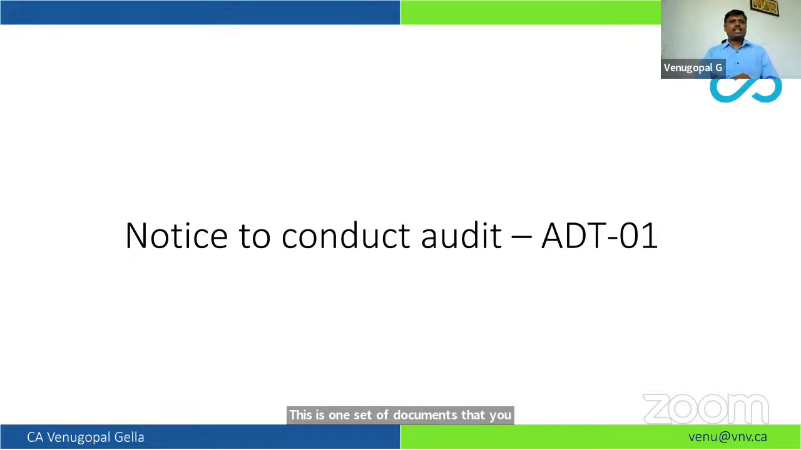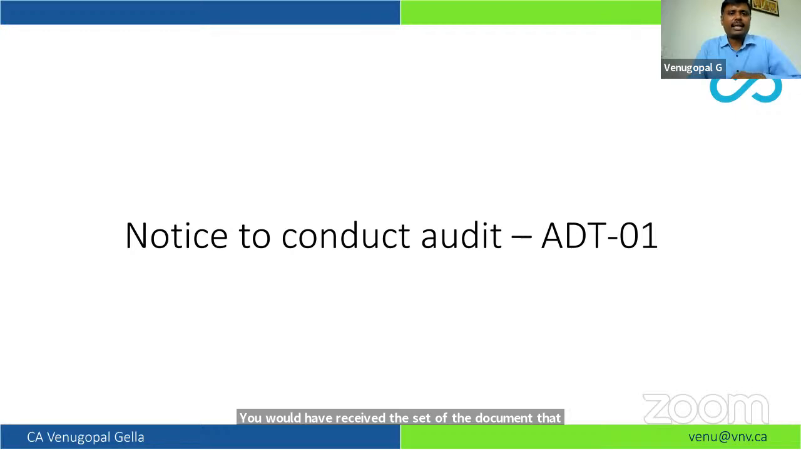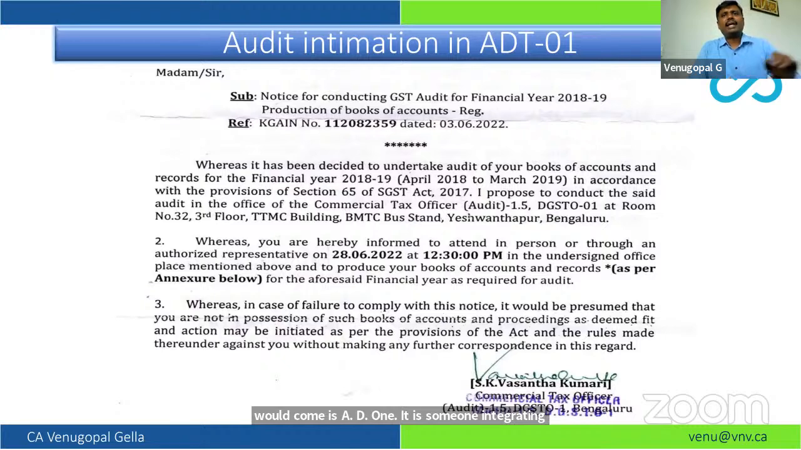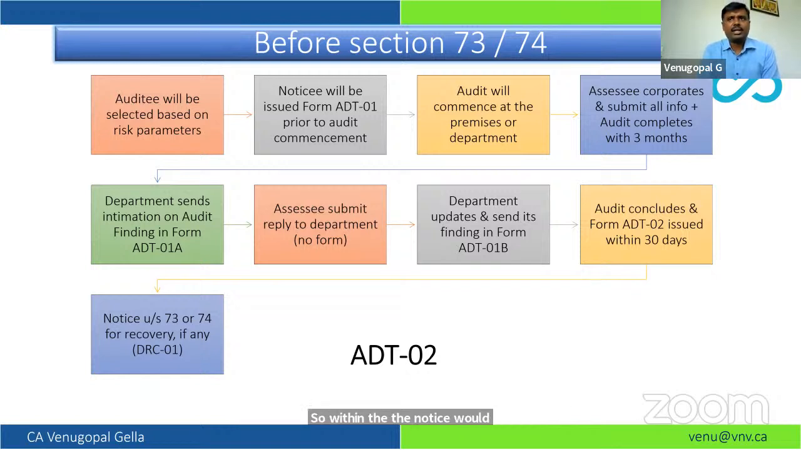This is one set of documents that you would get. Another set of documents that you would get is audit related. Again, this is quite common. The document that would come is ADT01. It is an intimation saying that I am coming to conduct the audit. When ADT01 is issued, they would say that for so-and-so period, I am going to come for the audit.